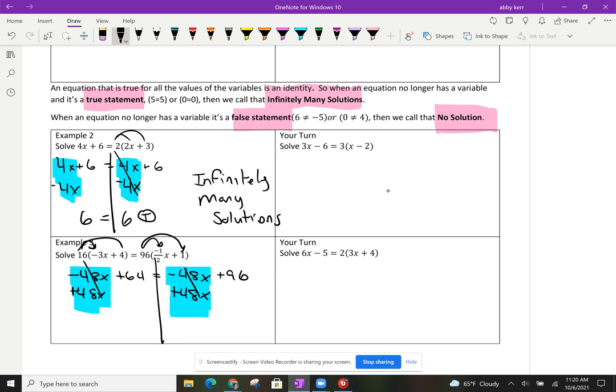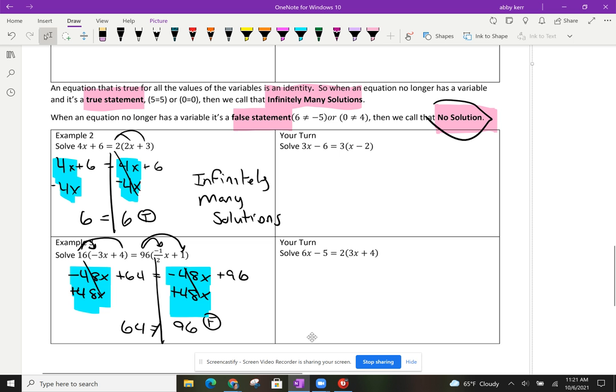And those are going to cross out. Now here I'm left with 64, and then I'm left with 96. 64 can never equal 96. They're not the same number. So that's what happens when you get a false statement. The false statement is not your answer. It leads to no solution.